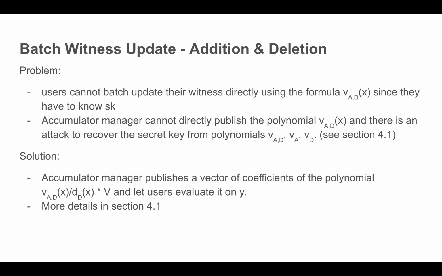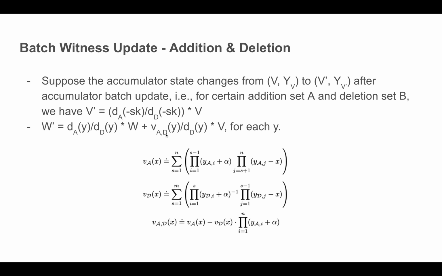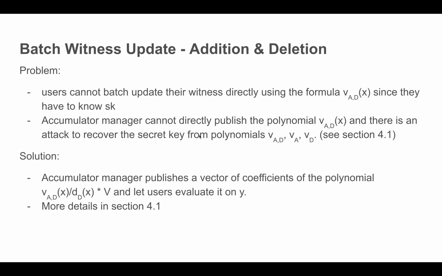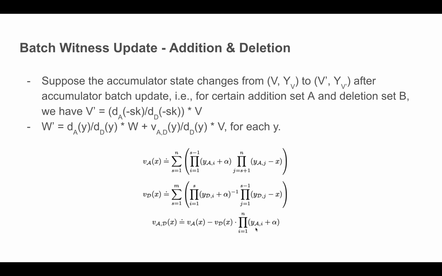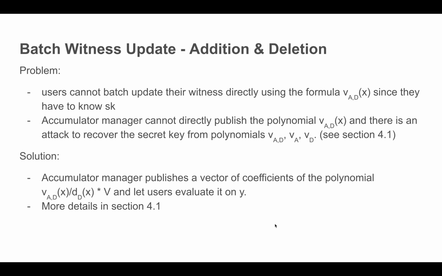There is a problem in this step that attracted my attention in the paper, and I feel it's very interesting. Recall that we compute VAD divided by DD on input Y. The problem here is that the users cannot batch update their witness immediately using the formula VAD, because to compute VAD we have to know the secret alpha. Alpha is the secret key, so we cannot publish how we calculate the polynomial without publishing the secret key. That's the problem underlying this protocol.